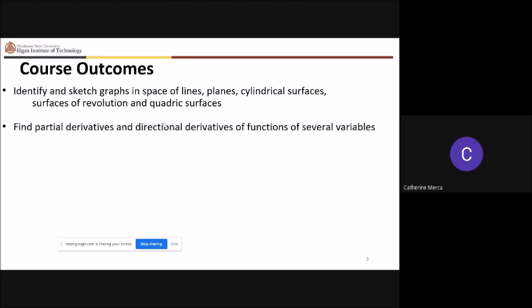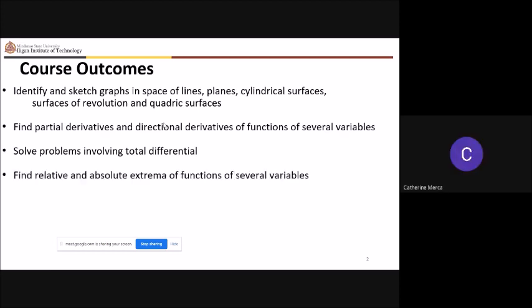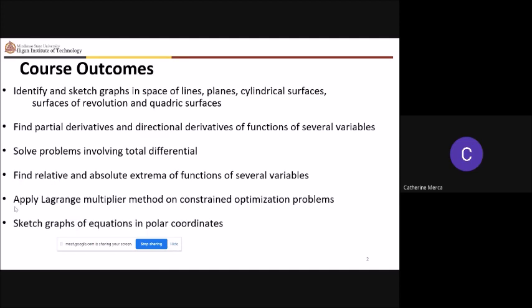For your midterm, we will have to come up with the following course outcomes. Find partial derivatives and directional derivatives of functions of several variables. We need to solve problems involving total differential, find relative and absolute extrema of functions of several variables, and then apply Lagrange multiplier method on constraint optimization problems.